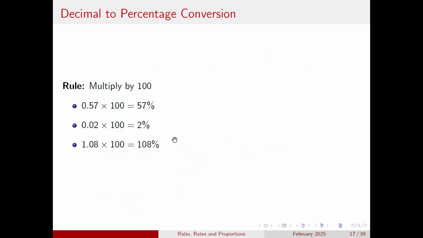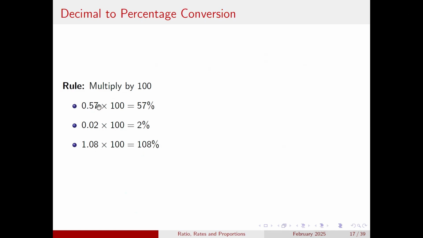Now look at percentages. There are various aspects of percentages we want to look at. So let's start with converting a decimal to a percentage. To convert a decimal to a percentage, you multiply by 100. So we have three decimals here, 0.57, 0.02, 1.08. We consider these three decimals and multiply each of them by 100.